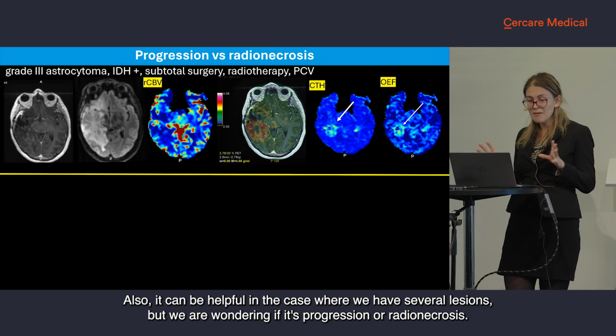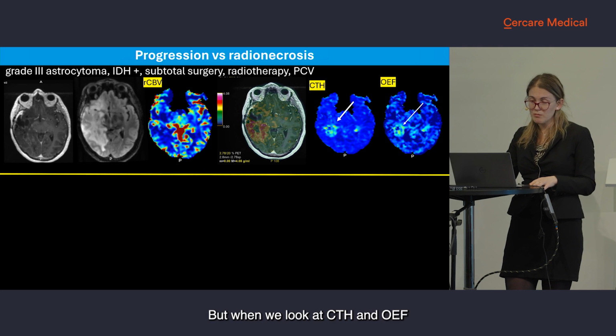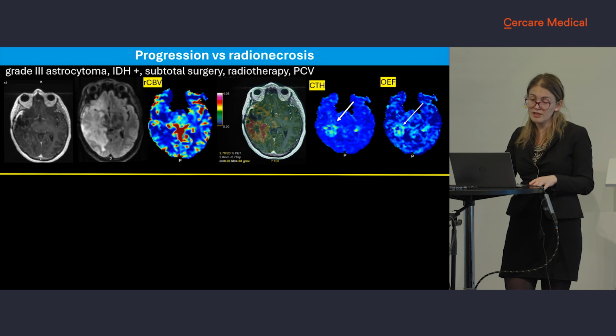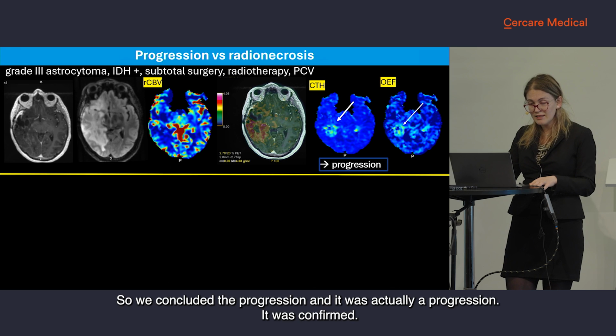Also, it can be helpful in cases where we have several lesions, where we are wondering if it's progression or radionecrosis. Here we have this contrast enhancement. First of all, it's already interesting because on rCBV we don't see any perfusion. But when we look at CTH and OEF, there is an increase associated with increased PET binding. Actually, even in CTH and OEF, it's easier to tell than on PET. So we concluded progression, and it was actually a progression.